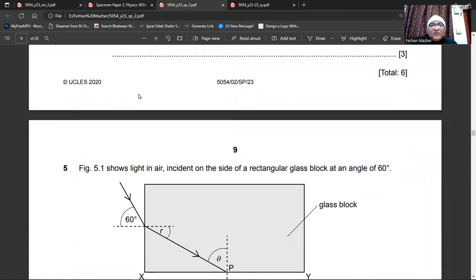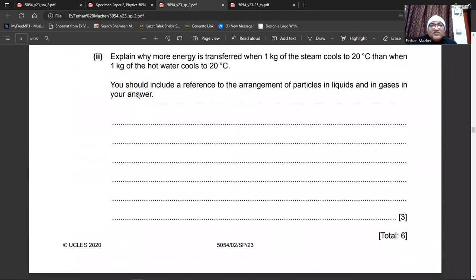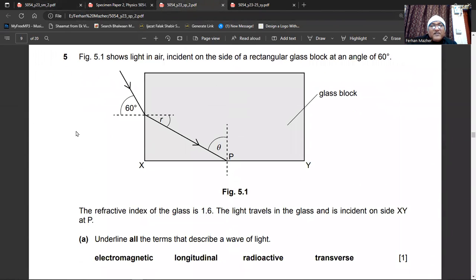Now we are going to the next question, and that is question number 5. It says figure 5.1 shows light in air incident on the side of a rectangular glass block at an angle of 60 degrees. Okay, this angle of incidence is 60 degrees. The refractive index of the glass is 1.6. The light travels in the glass and is incident on the side XY at P.